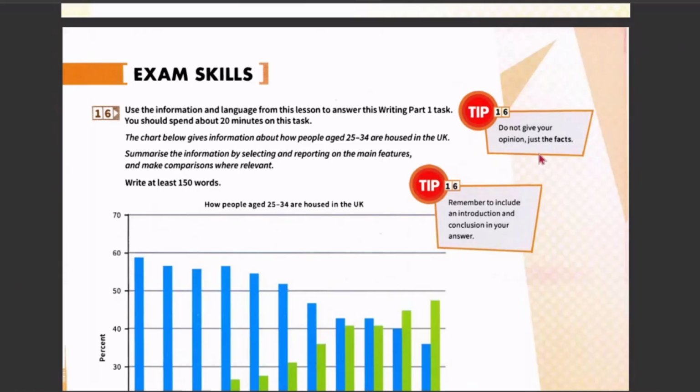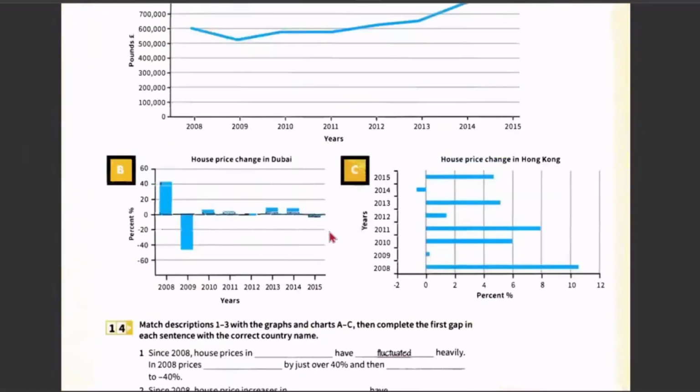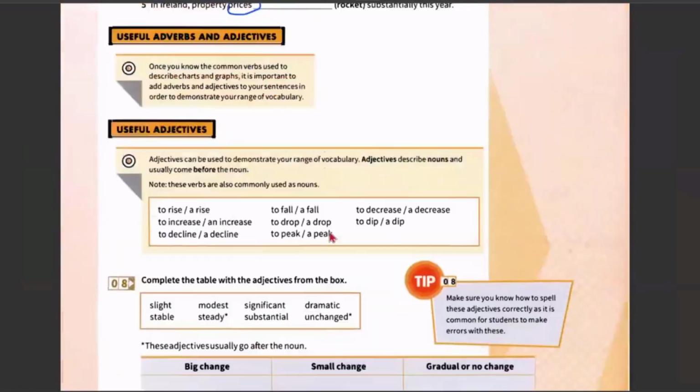So here we have a tip given. Do not give your opinion, just the facts. Like I mentioned earlier, do not mention any of your opinion, just state the facts that are given in the diagram. And the second tip is remember to include an introduction and conclusion in your answer. So whenever you're writing, let's see the sample answer that is given here.